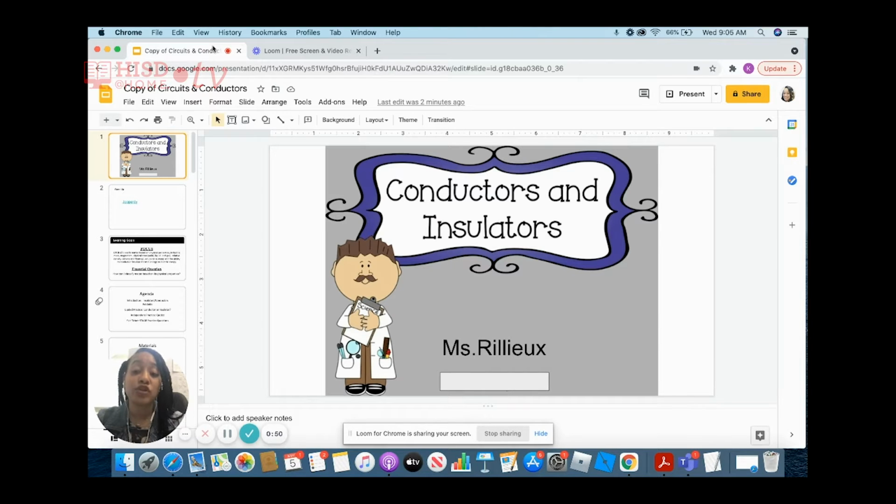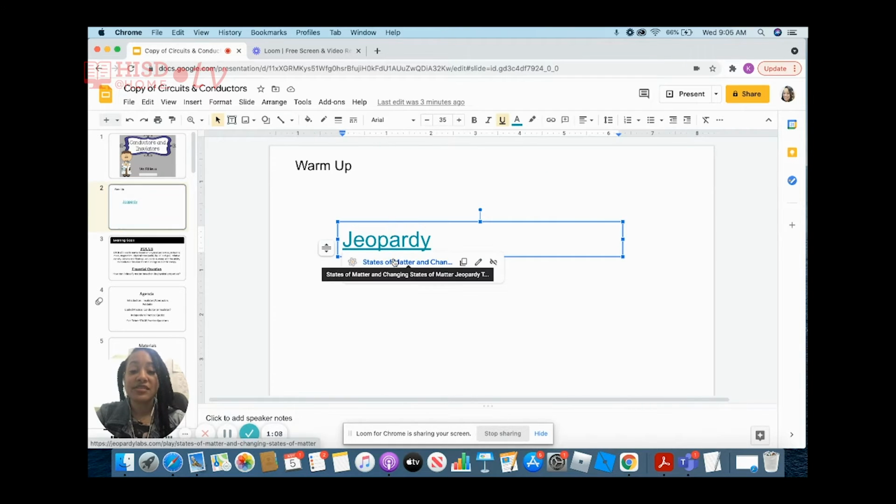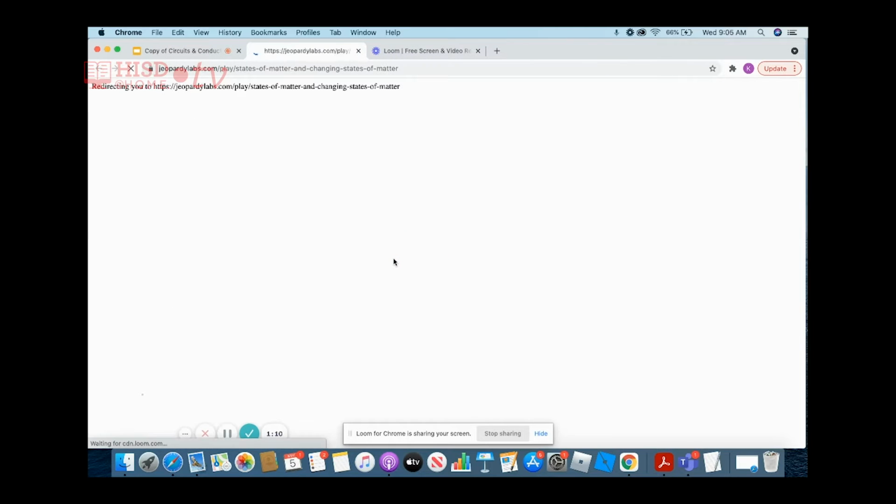Now, if you joined us last week, we discussed the three phases of matter: solid, liquid, and gas. So before we can begin with what is a conductor and what is an insulator, let's review what we did last week. So to review what we did last week, we're going to play Jeopardy. So grab your notes, grab your foldable, and let's begin.